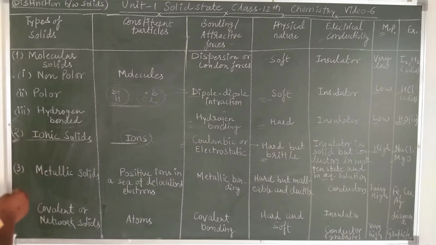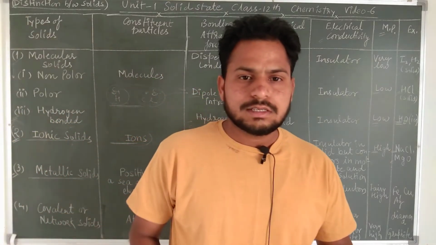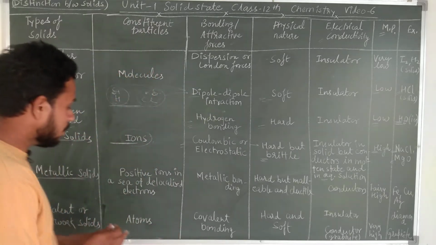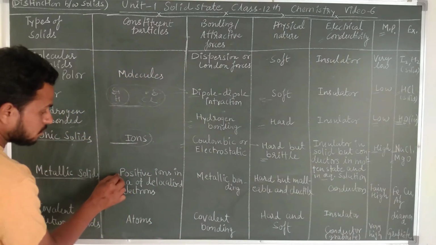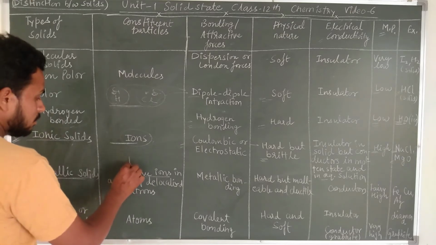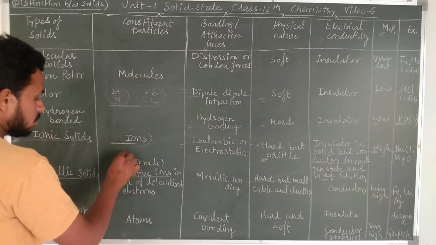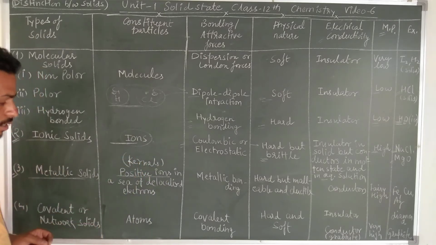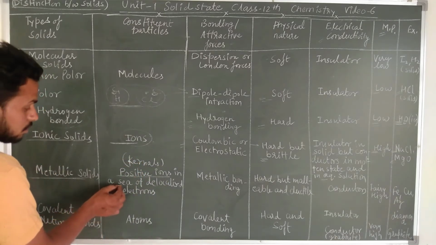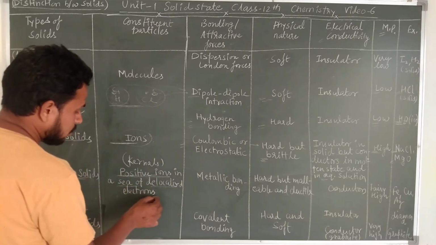Further, the next solid is metallic solid. Metallic solids are those solids in which the constituent particles are positive ions, also known as kernels, and a sea of delocalized electrons.